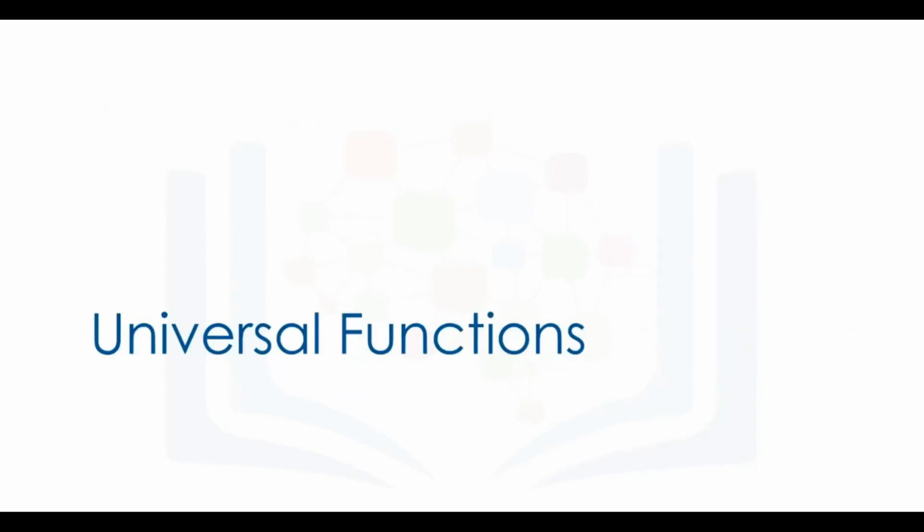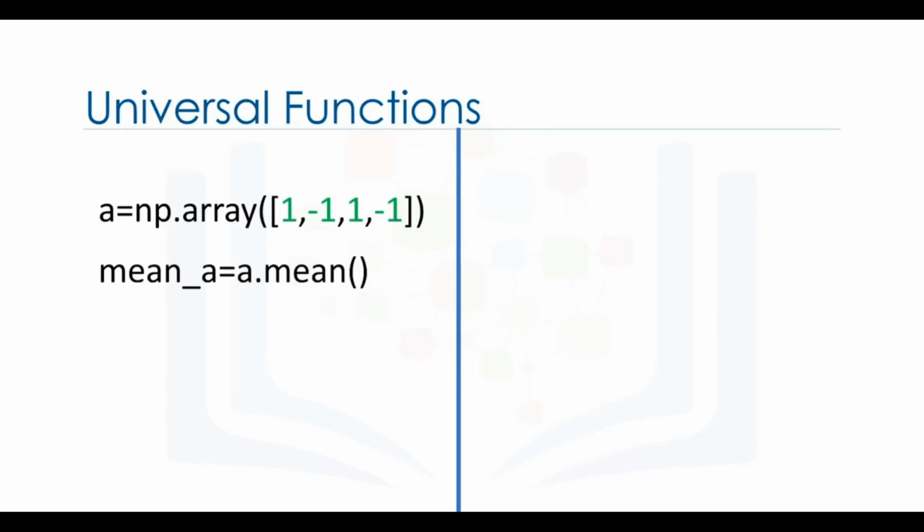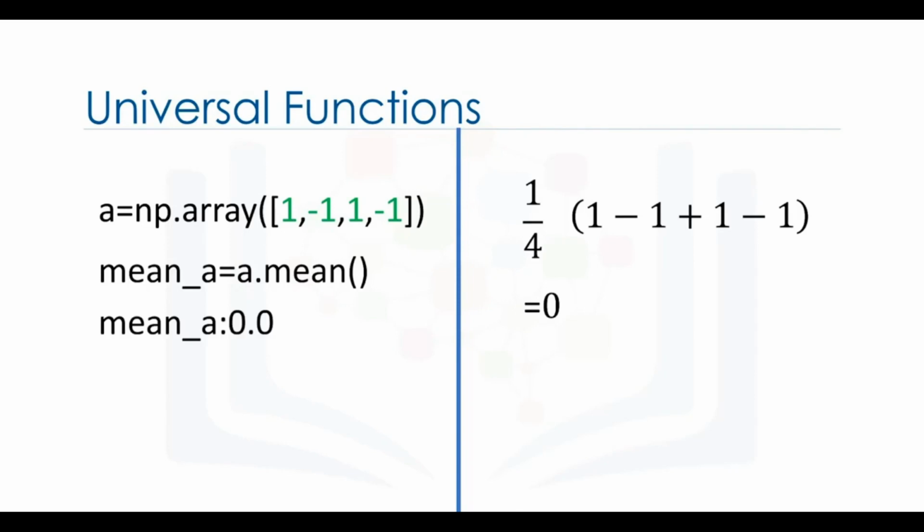A universal function is a function that operates on ND arrays. We can apply a universal function to a NumPy array. Consider the arrays A. We can calculate the mean or average value of all the elements in A using the method mean. This corresponds to the average of all the elements. In this case, the result is 0.